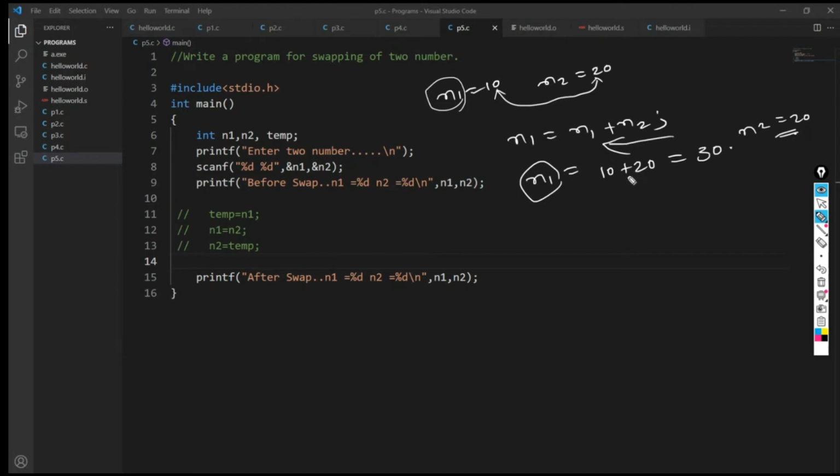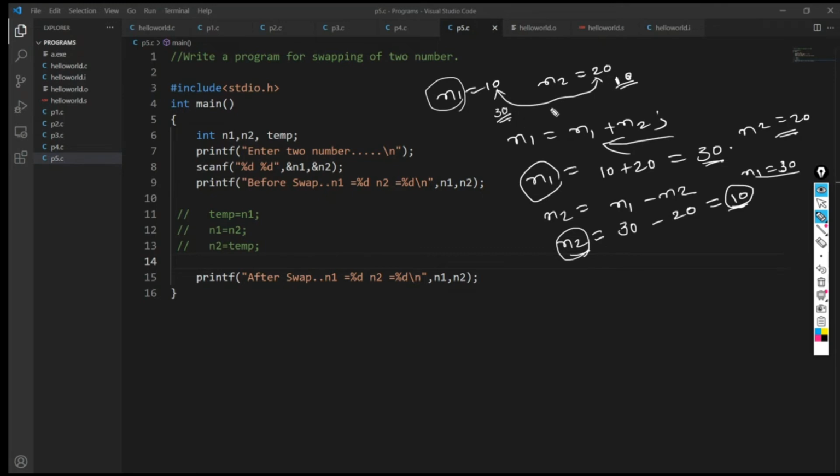So now what will we do? I have to store 10 in n2. So here I will do n2 is equal to n1 minus n2. So my n1 is 30 minus n2 which is 20, so my output is 10. Now my n2 is 10 and n1 is 30, because the updated value of n1 is 30 and I have changed n2 here. So n2 is 10, n1 is still 30.